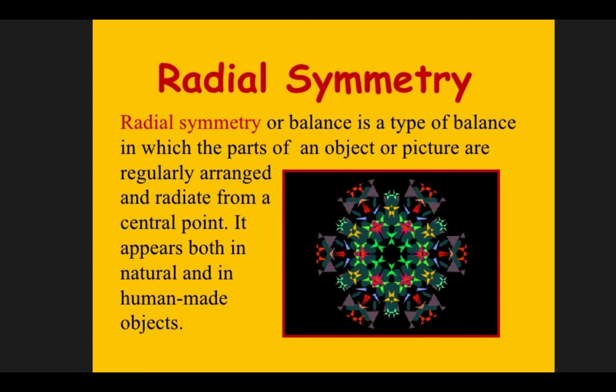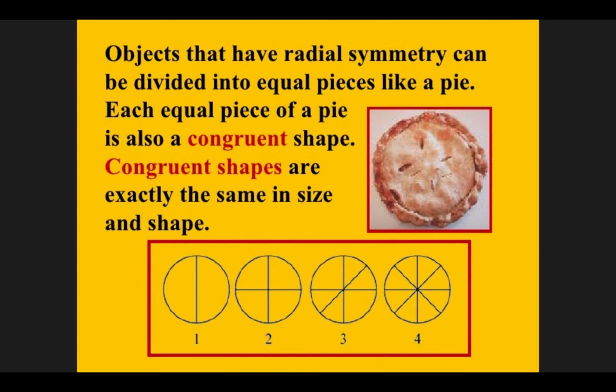symmetry. So radial symmetry, or radial balance, is a type of balance in which parts of an object or a picture are arranged so that they kind of come out from a central point. So in math, the radius is the center point of a circle to the edge. Radial symmetry means those going around a circle will all be the same. So objects that have radial symmetry can be divided into equal pieces, kind of like a pizza or a pie. So each shape is congruent, meaning they're exactly the same.